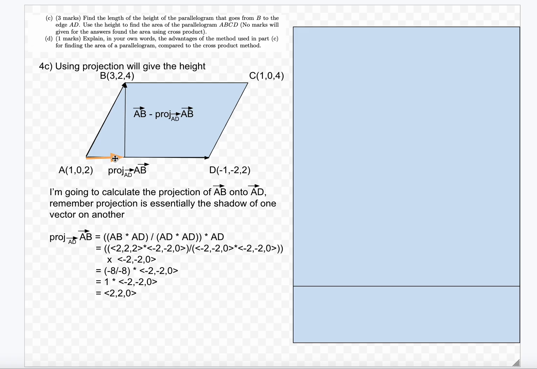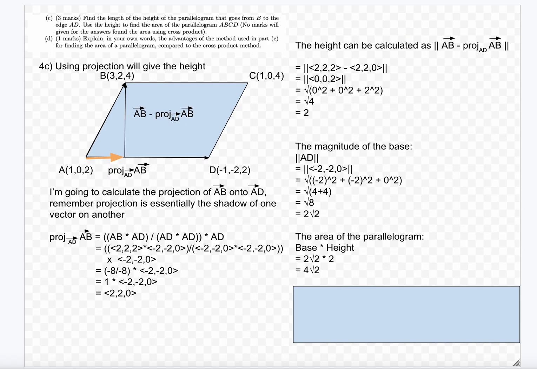So I'm going to calculate the projection of AB onto AD using the formula that we've learned in class, and remember, projection is essentially the shadow of one vector cast onto another vector. After we plug into the projection formula, we get 2, 2, 0. Now, to find the actual numerical value, we need to take the magnitude of AB minus the projection of AB onto AD, which is 0, 0, 2. Remember, the magnitude is the square root of the sum of the squares of the components. So basically we have root 4, which is 2.